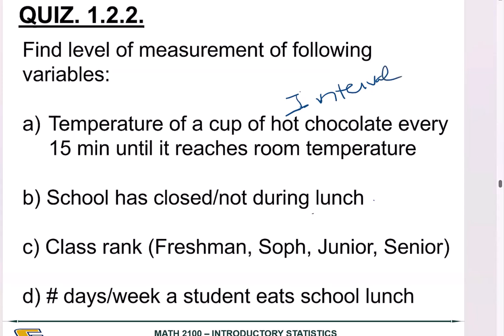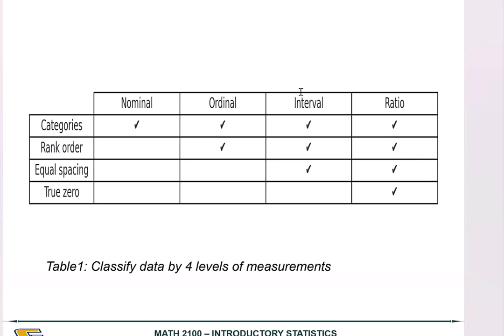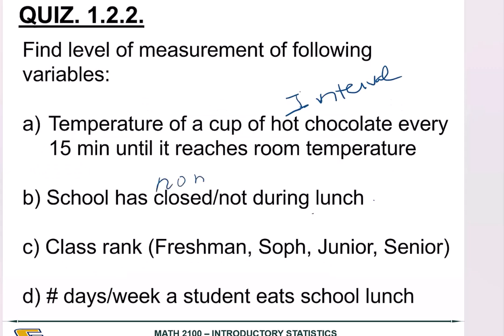Whether the school is closed or not during lunch. The data will be yes or no, closed or not closed. So you can see here the categories, closed and not closed. It has labels. Can we rank it? Is closed better than not closed, or something like that? It doesn't make sense to order that. It doesn't mean that closed is better or worse than not closed. We don't have that kind of ranking, so the second property is not satisfied, so it must be nominal.